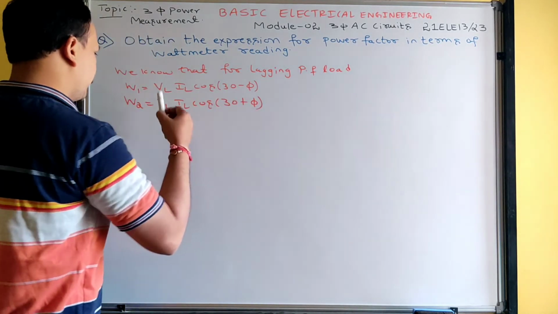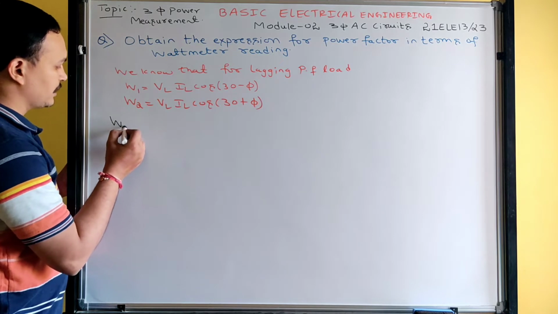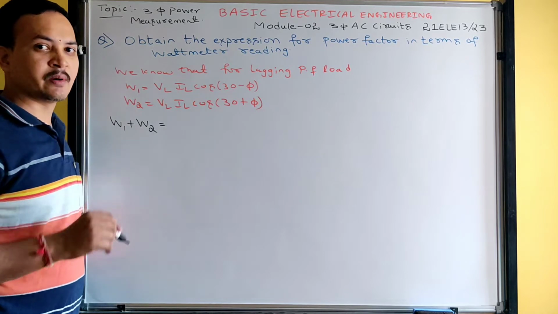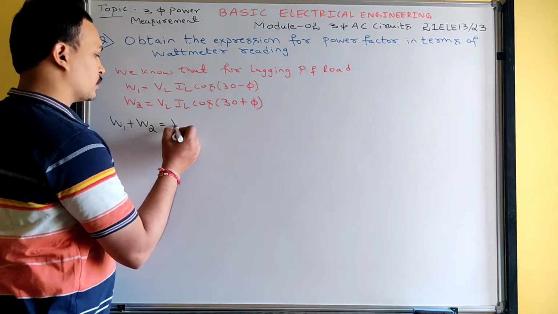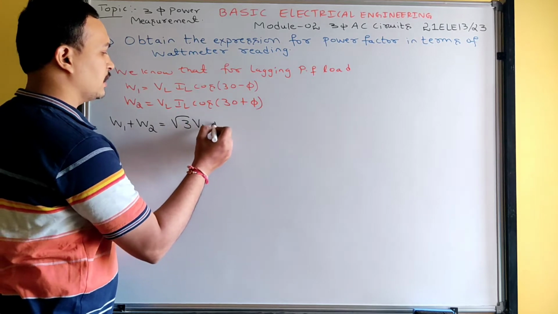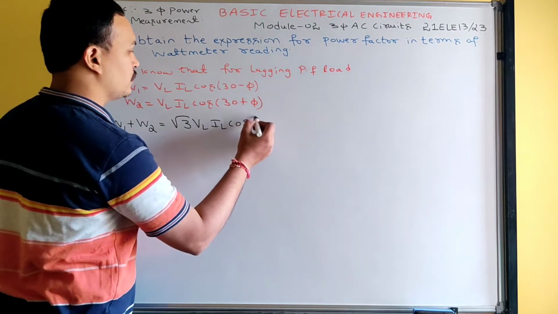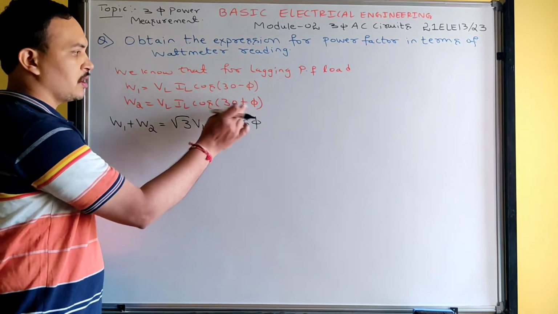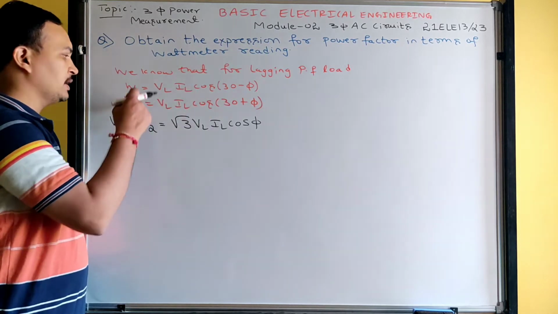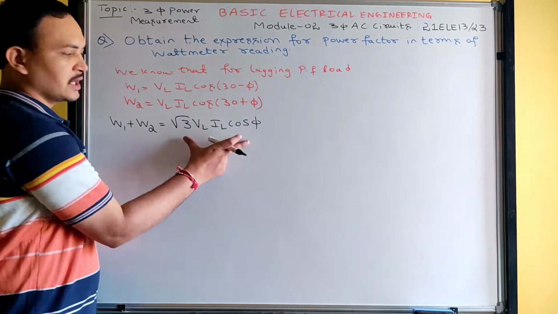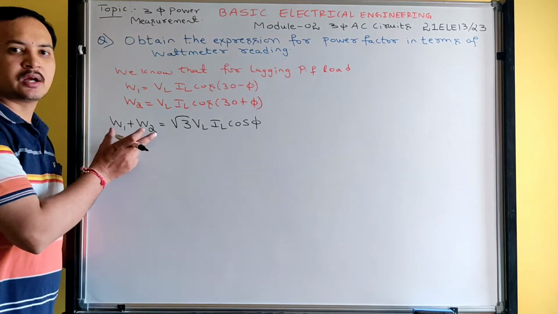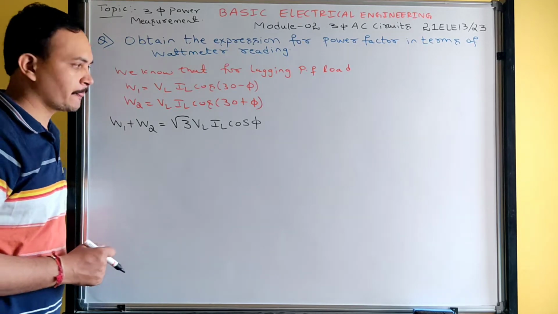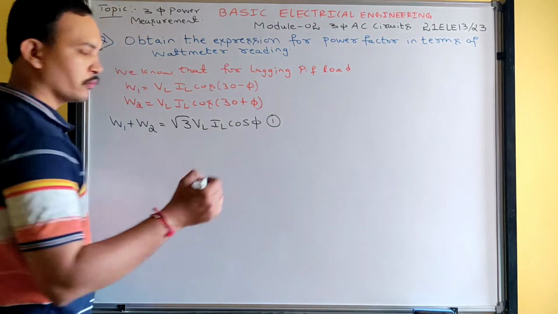By adding these two wattmeter readings, W1 plus W2, we got the 3-phase power measured. That is root 3 times VL IL into cos phi. How did we get this equation? You see the previous lecture: you apply the cos(A minus B) and cos(A plus B) formulas, simplify by adding these two readings, and in the end you will get this equation. So this is the total power consumed by the load when we measure power by using the 2 wattmeter method. Take this as equation number 1.